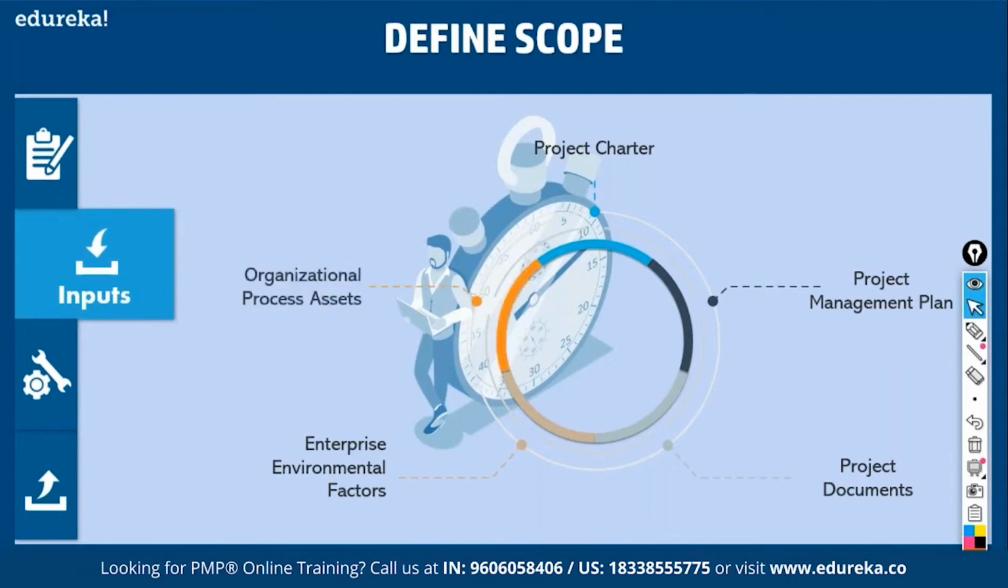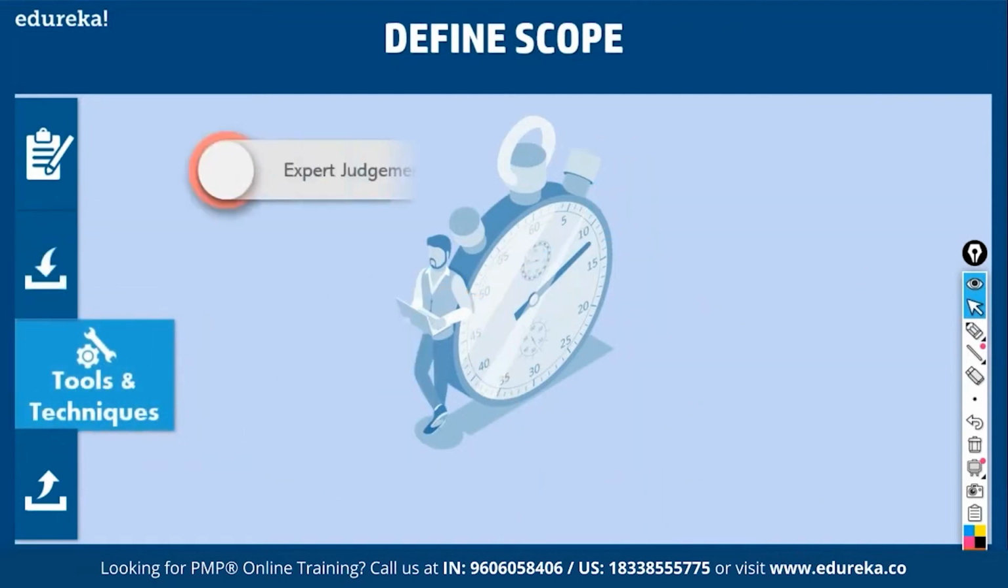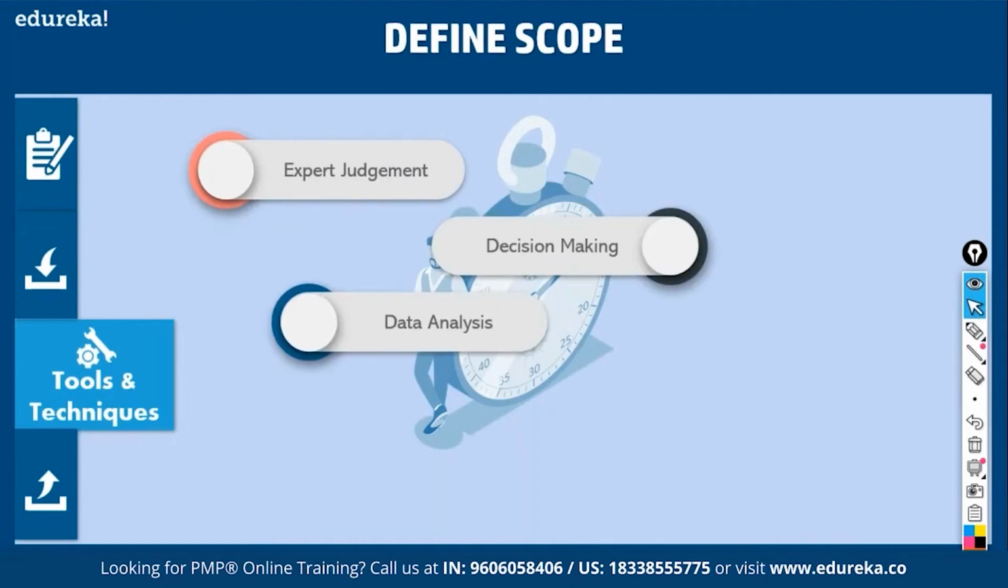Then organizational process assets: policies, procedures, templates for scope management, and the project files from earlier projects. All these will help you in defining scope. Fine. So let's go to tools and techniques. Again, we have the same expert judgment. What type of expertise do you require? Expertise in defining scope, then decision making, data analysis, and interpersonal team skills.